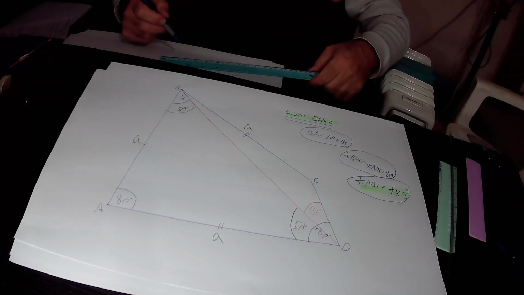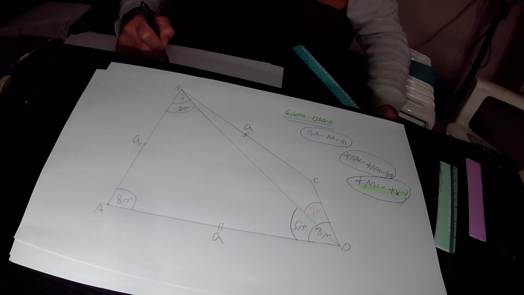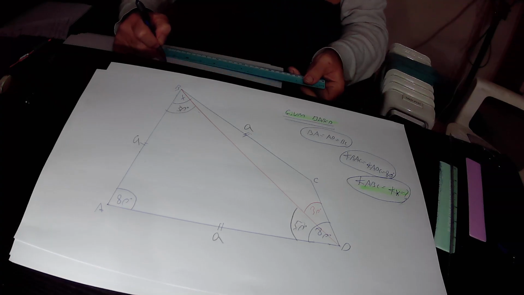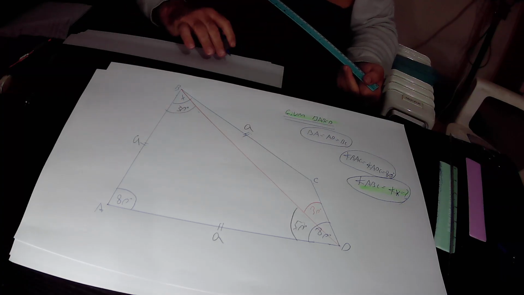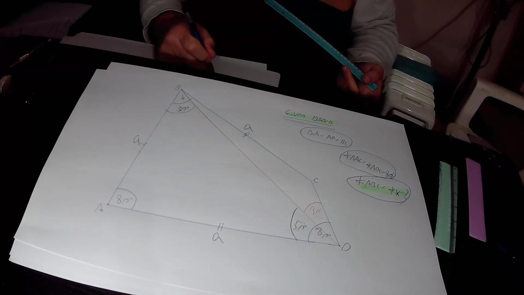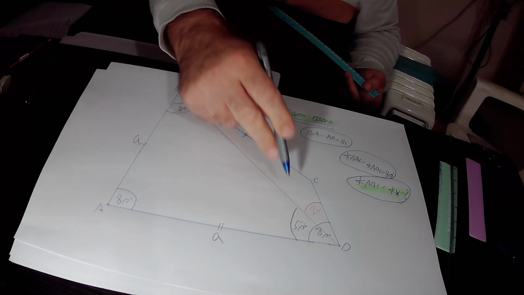So, write it down. BD over sine 80 degrees equals AB over sine 50 degrees.